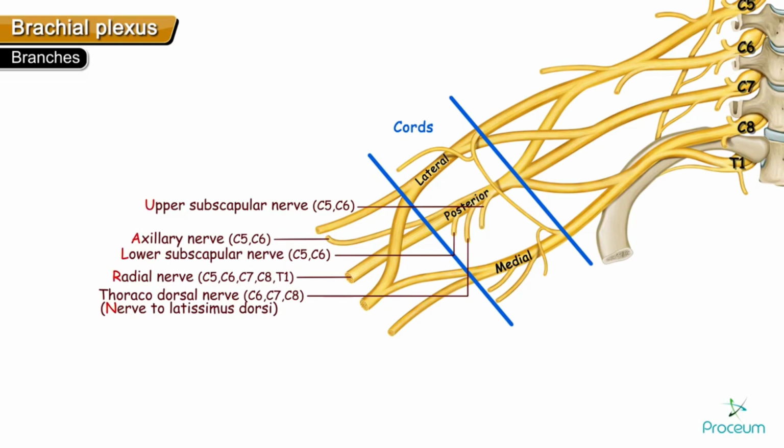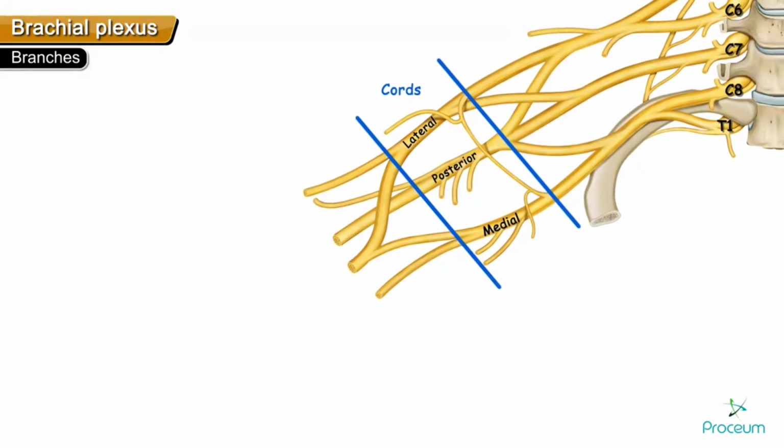You can also remember it as ULNAR: lower subscapular, upper subscapular, nerve to latissimus dorsi. Remember, the nerve to latissimus dorsi is also called as thoracodorsal nerve, radial nerve, as well as axillary nerve.